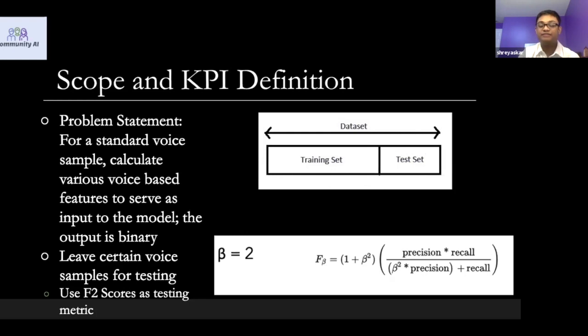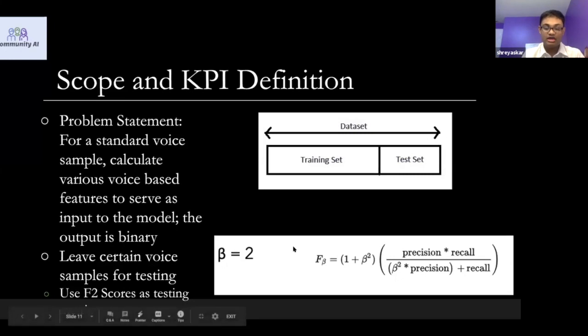My testing metric was that if the F2 score was greater than 0.87, then it was successful. I got to that F2 score after reading a lot of literature in the field of diagnosis of Parkinson's disease.